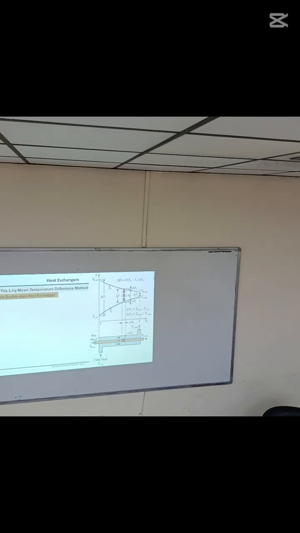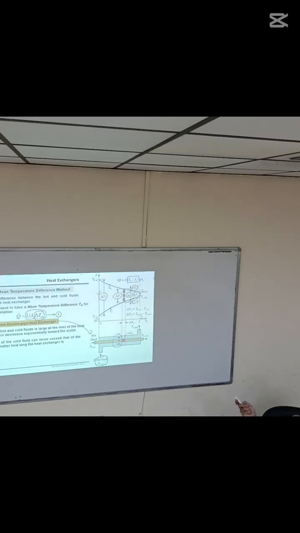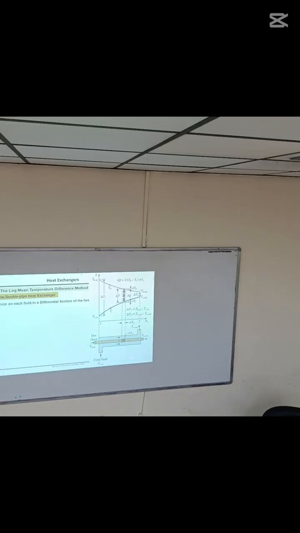Because this delta T is not linear, delta T is highest at the start and lowest at the end, we want to find out what averaged delta T we should use. That is explained here. Now let's apply an energy balance to this small element of area which we have chosen. Here, heat is lost by the hot fluid and gained by the cold fluid. So from here I can write the equation. This negative appears only here, where the temperature is dropping in the direction of flow. Here the temperature is increasing in the direction of flow of the cold fluid.